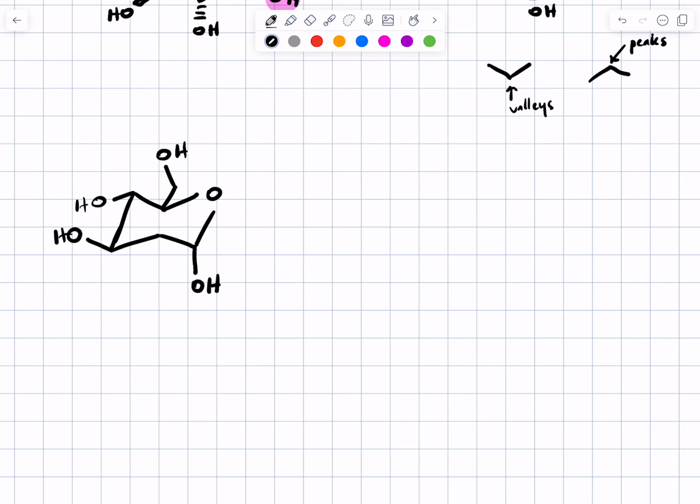Shoot. I want to draw an axial OH group on this carbon in the front. So to do that, you have to know that this bond in the back is just behind the bond that's in the front. You get it?